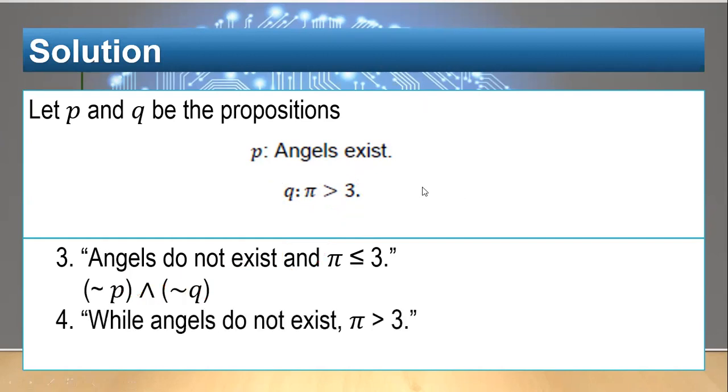So while angels do not exist, pi is greater than 3. So nakita na ba natin to? So this again a not P or negate yung proposition P. Tapos itong while na to, okay, so para siyang and, still a conjunction. So pi greater than 3 is proposition Q.